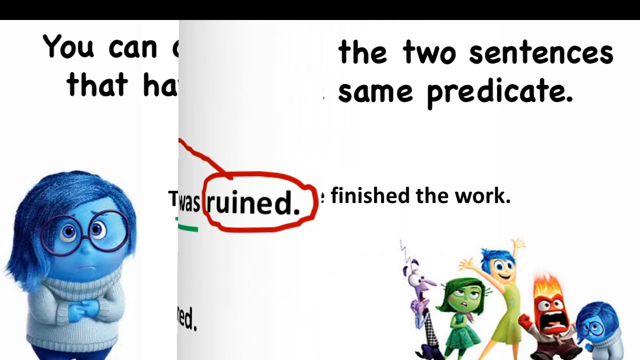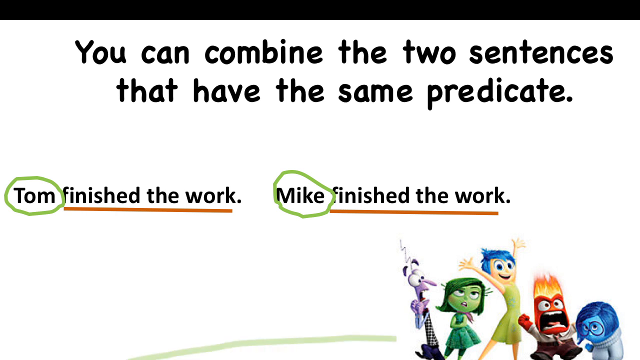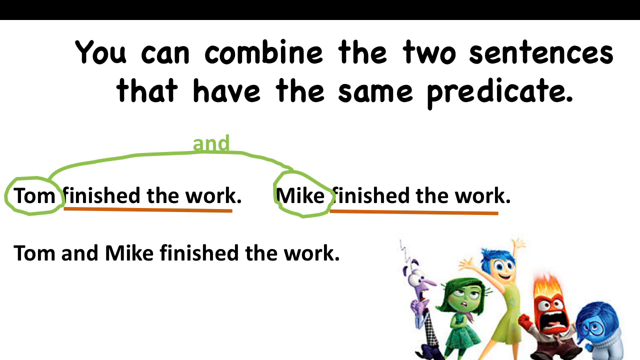Do you understand? Great. Now we're going to combine two sentences that have the same predicate. The predicate is the part of the sentence that shows the action, what the subject does. Tom finished the work. Mike finished the work. Which words are repeated? Which words are the same? Finished the work. Right. And which words are not repeating? Let's put them in the circle. Tom and Mike, these are not repeating. So these words that are not repeating, we join them together with the word and. The words that are under the connection part will disappear, and we will read the sentence from here: Tom and Mike finished the work. See, Tom and Mike finished the work.